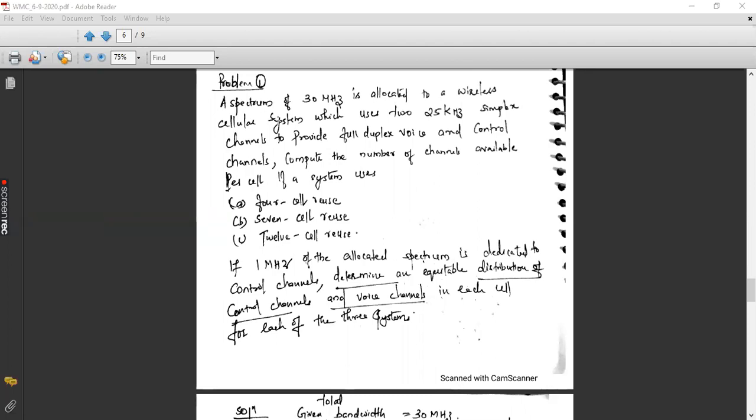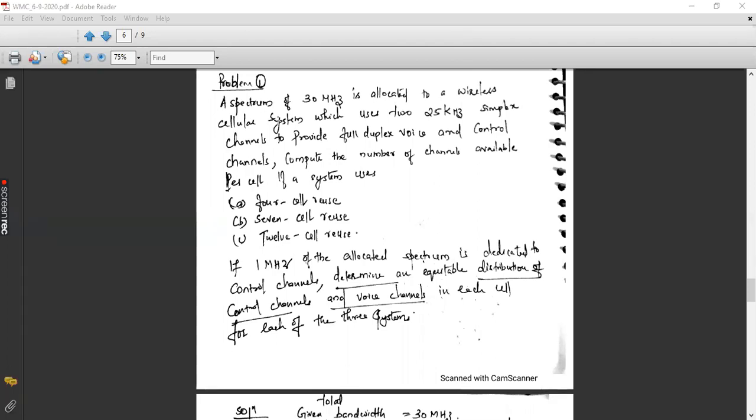4 cell reuse means the number of cells in one cluster will be 4. So that particular cluster is going to repeat again and again to increase the channel capacity. 7 cell reuse means you will have 7 cells in one cluster. So that cluster is going to repeat again and again to increase the channel capacity. And third part, 12 cell reuse means in that system you will have 12 cells in one cluster, where that entire cluster is going to repeat again and again to accommodate all the subscribers. And we are going to calculate the number of channels allocated to each cell for all these three systems.